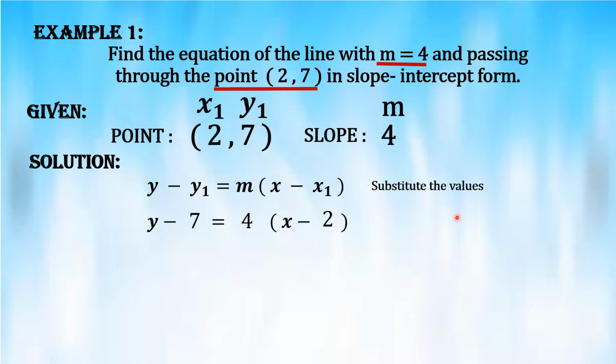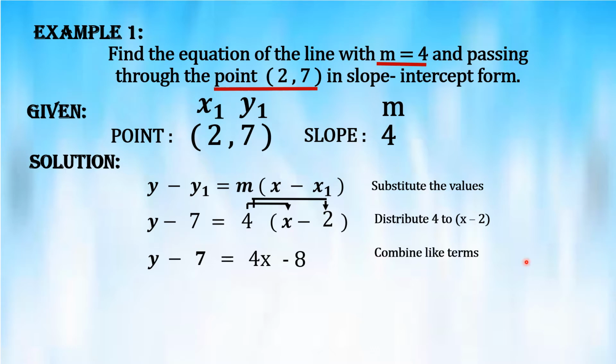Okay? So after we substitute, double check first if there are parts with two negatives or negatives beside each other. In this example, there are none. So we proceed to the next step, which is to distribute the 4 to x minus 2. So you have 4 times x, then 4 times negative 2. Just copy the y minus 7 and then equals. Distributing means to multiply. So you have 4 times x, that is 4x. Then 4 times negative 2, that is negative 8.